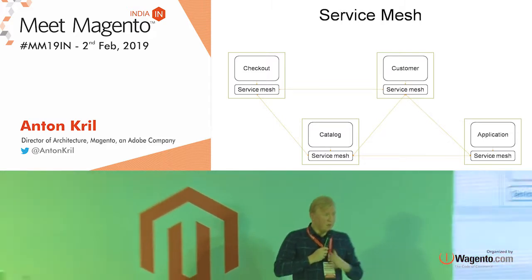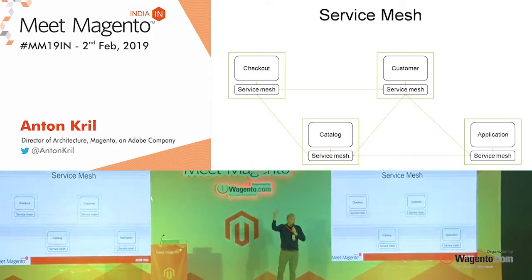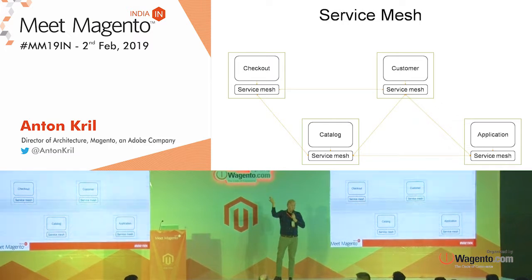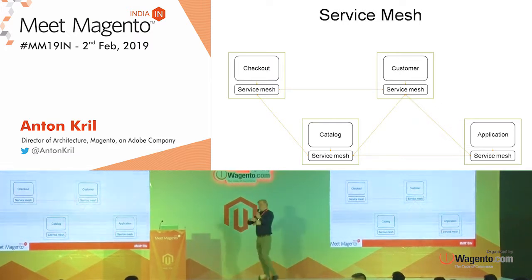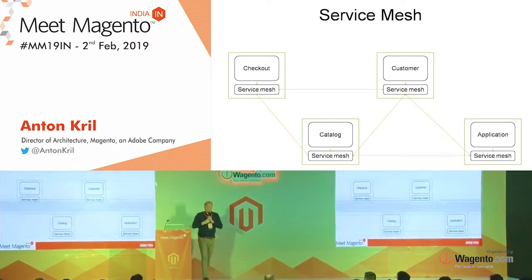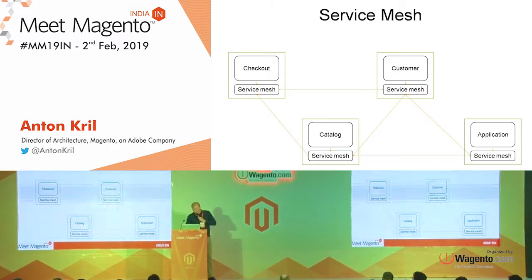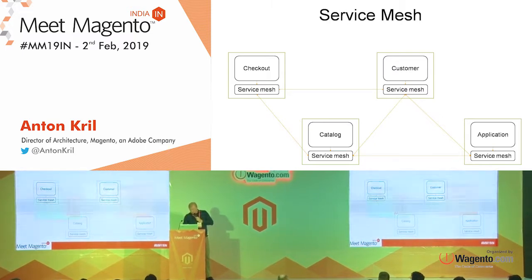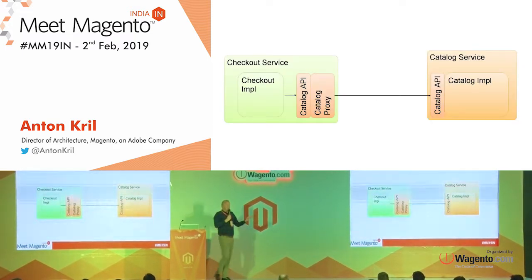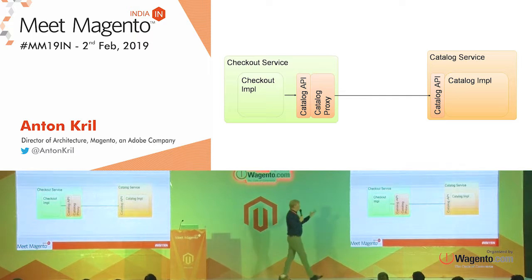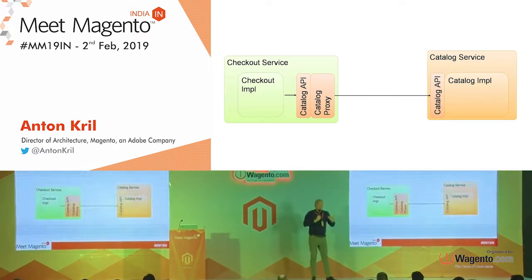Make sense? Who heard about service mesh before? Okay. Now you heard about it, you'll come home and you'll read more about it, it'll be good. It's a nice thing. So how do we actually plan to have communication between checkout and catalog, for example? What do we need to do for that?